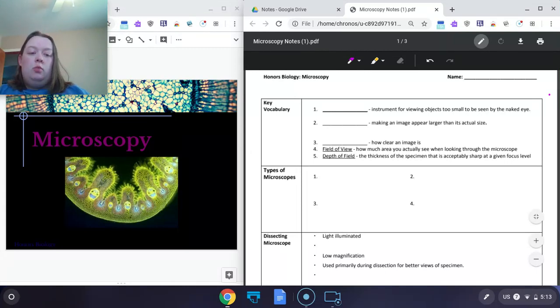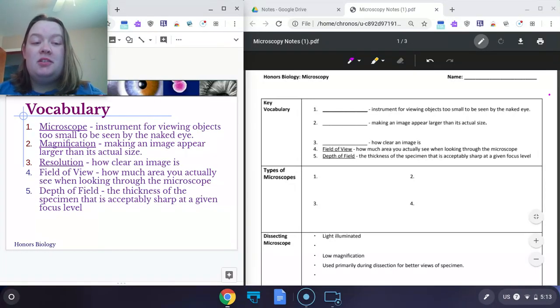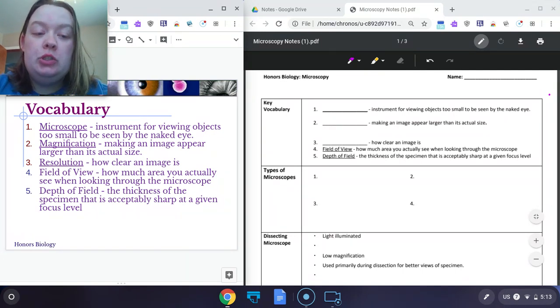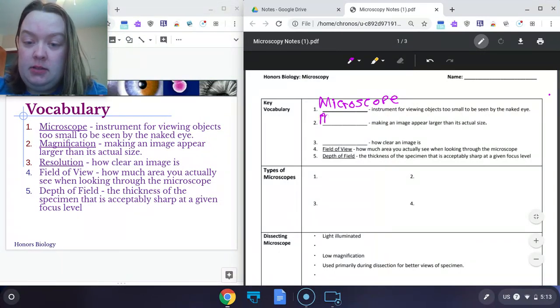Okay, so today we are going to start our cells unit by talking about microscopes or microscopy. So the microscope itself is the instrument that we use to view objects too small to see with the naked eye. So microscopes are used to view things that we can't see with our eyes. Magnification is going to be making an image appear larger than it actually is.